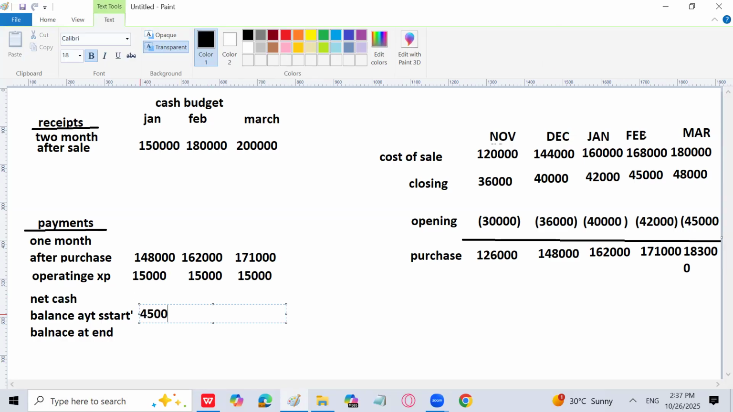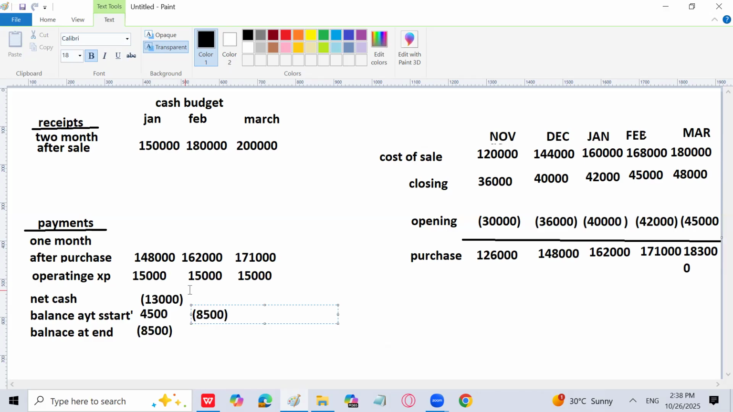It is written. Now let me calculate. 1,50,000 is the amount of sales minus 1,48,000 minus 15,000. So we have a negative cash of 13,000 here. Negative 13,000 is overdraft. And with positive, the balance at the end is again negative, and that is 8,500 overdraft. I will show it in bracket because it is an overdraft. The same overdraft will become the balance at the start for the next month.